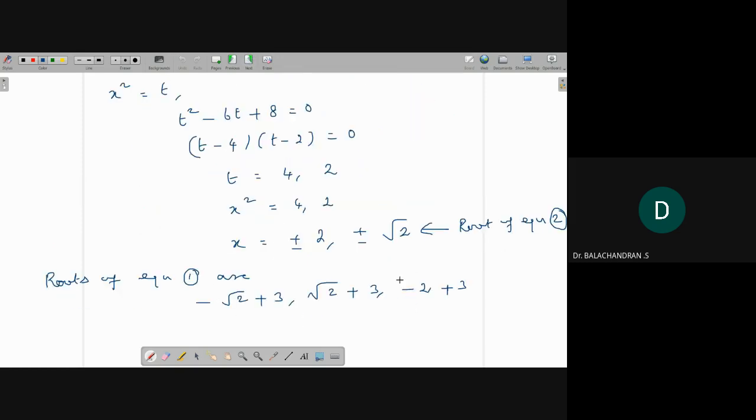Okay. So minus 2 plus 3 and then plus 2 plus 3. So the final answer is what? 3 minus root 2, 3 plus root 2, and then 1 and then 5. So these are the roots of equation 1.